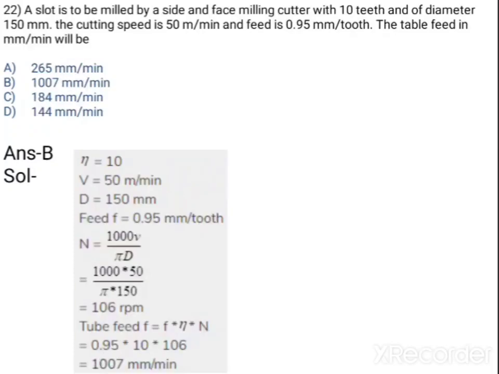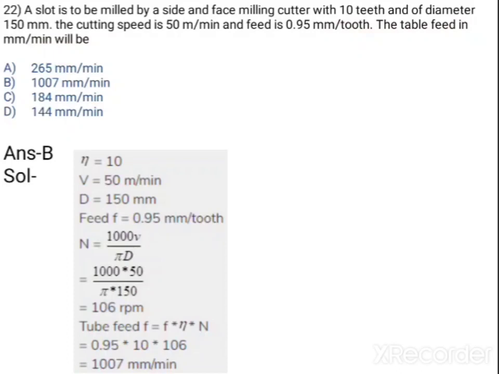Question number 22. A slot is to be milled by a side and face milling cutter with 10 teeth and a diameter of 150 mm. The cutting speed is 50 meter per minute. Feed is given as 0.95 mm per tooth. The table feed in mm per minute will be, what they ask, table feed. So what is the table feed?